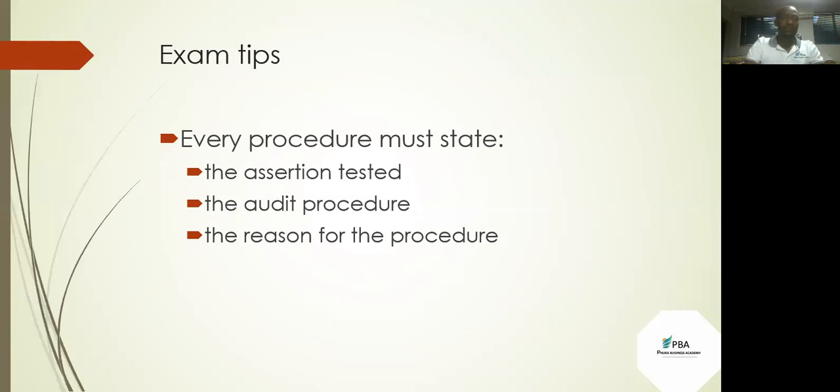So the first one is around the audit procedures. Every procedure must state the assertion tested, the audit procedure, and the reason for the procedure. If you're giving a procedure around existence of an asset, state that I will inspect, which is an audit procedure. You will inspect the asset, which is the evidence itself, to confirm its existence.